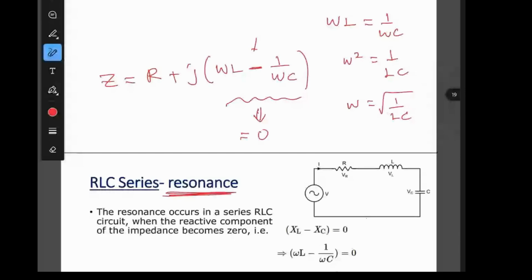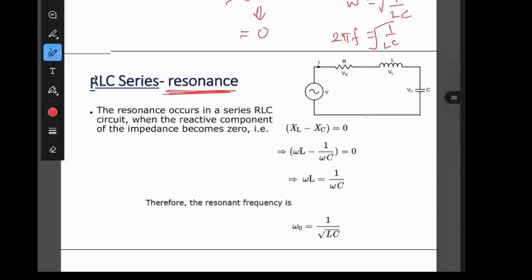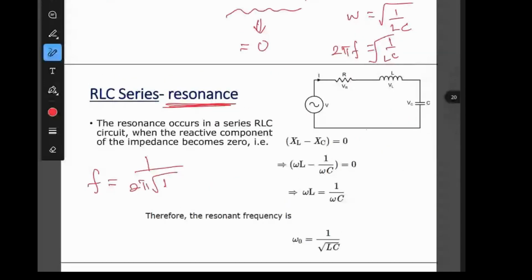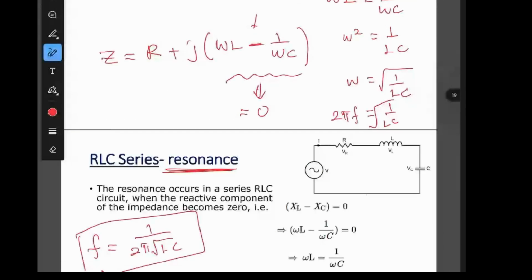Then you can get omega square equal to 1 over LC. Omega equal to square root 1 over LC. Okay. Omega is equal to 2 pi F. So 2 pi F equal to square root 1 over LC. F will be equal to 1 over 2 pi square root of 1 over LC. Okay, this one is frequency, resonant frequency.